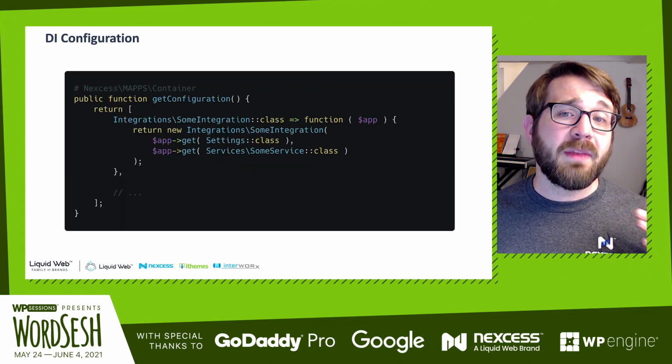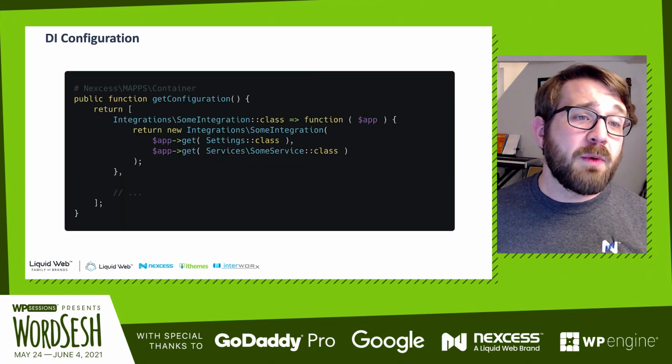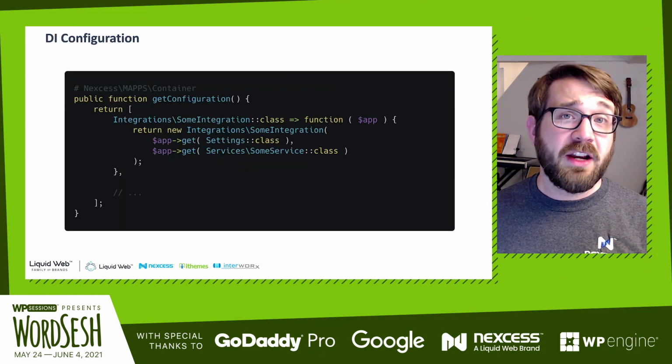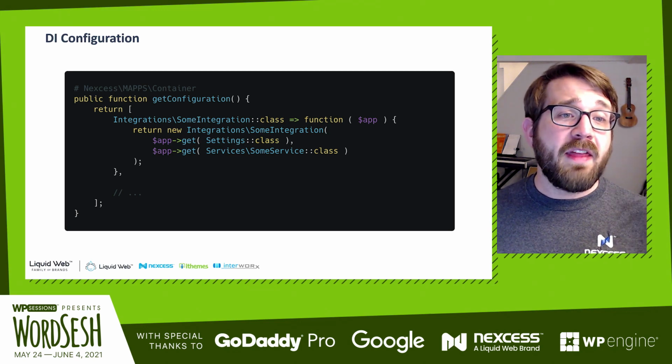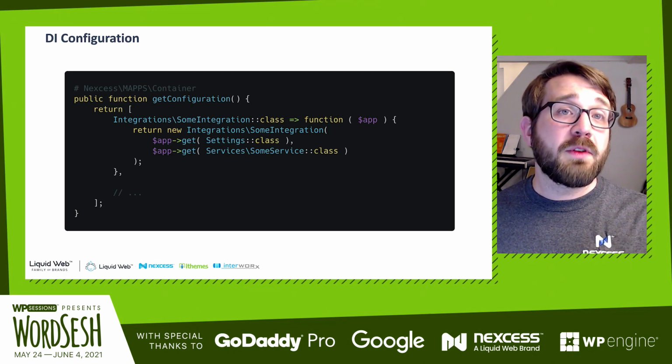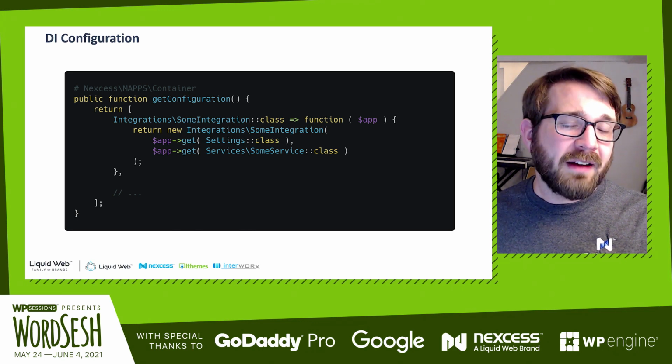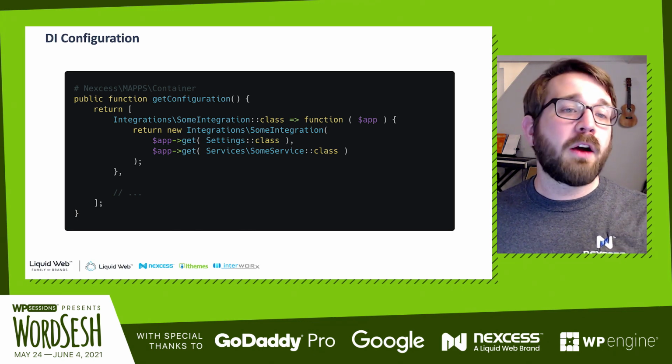Now, the definition looks something like this. It's simply a method within the container class called getConfiguration. Now, it returns an array that maps the thing we're trying to resolve, so we'll call it the abstract, into a concrete instance.